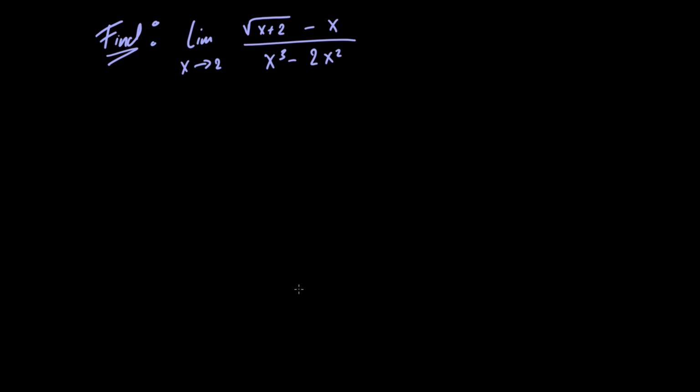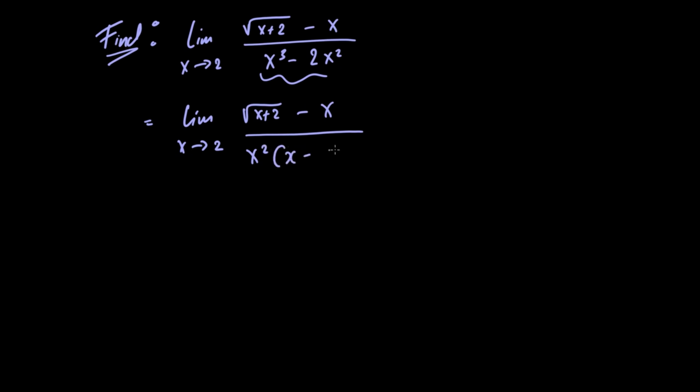So we can't just go ahead and plug in x is equal to 2, because then we would have 0 in the denominator and we're not allowed to divide by 0. So let's just begin by factoring out an x squared from the denominator. So we have the limit as x approaches 2 of the square root of x plus 2 minus x divided by x squared multiplied by x minus 2.